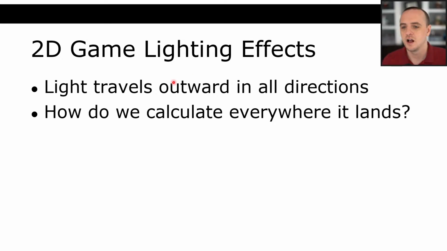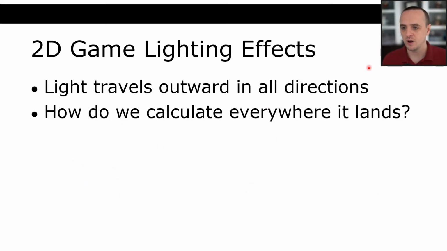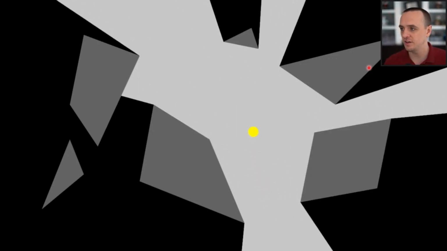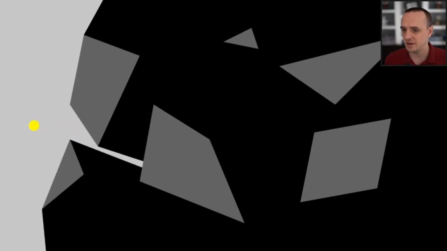So, light doesn't just travel in a straight line like this. Light travels outward in all directions, right? You shine a light bulb, it's going to go everywhere. So how do we calculate everywhere that light lands, right? So how did I make this? It's not just one line segment. How did I make this?